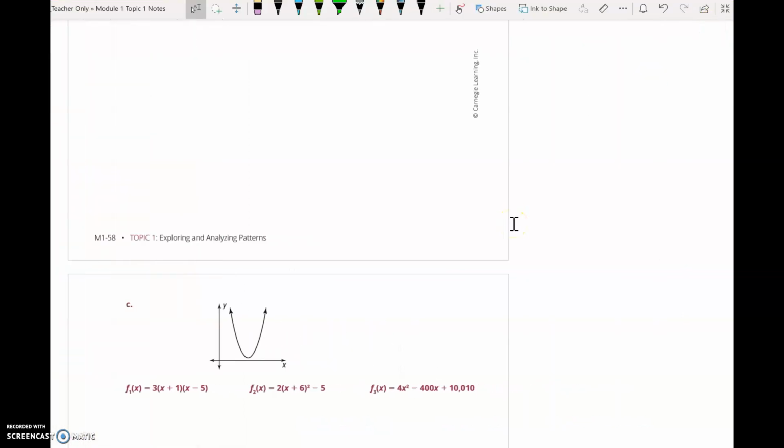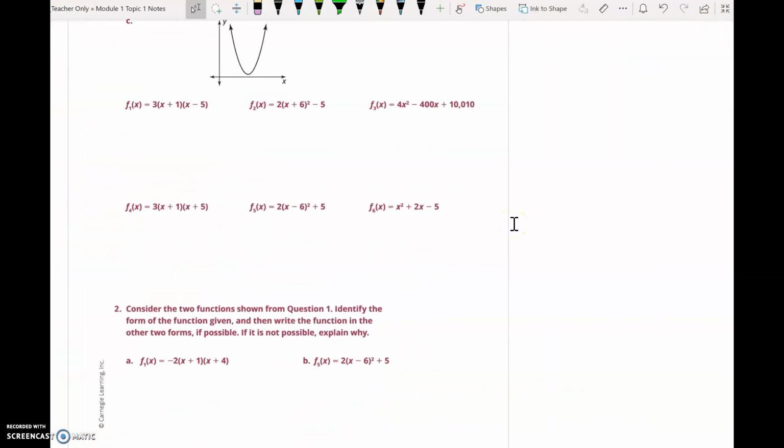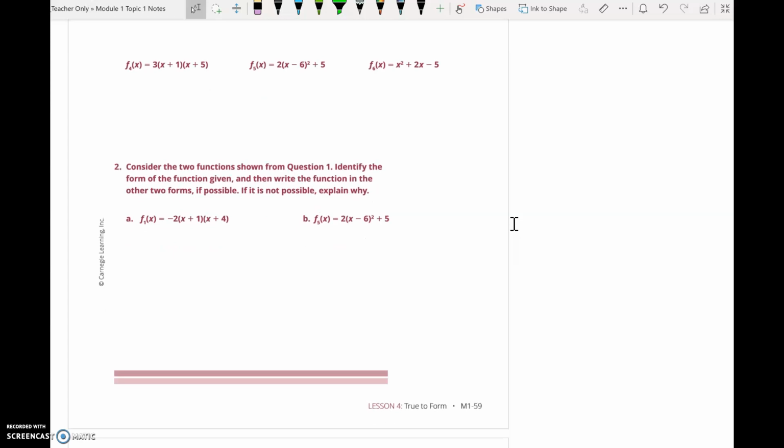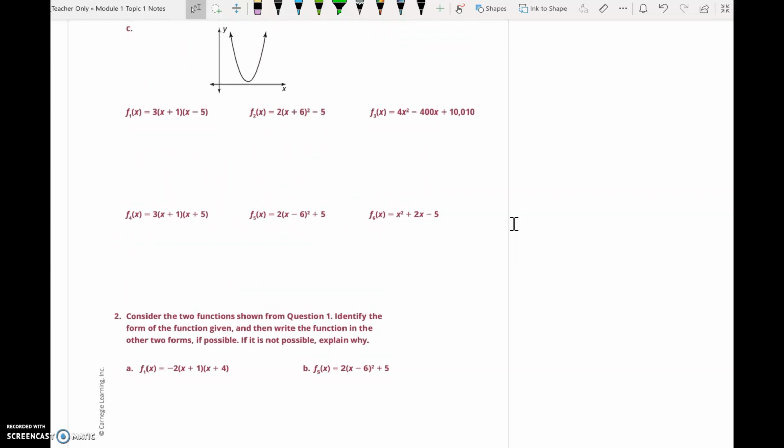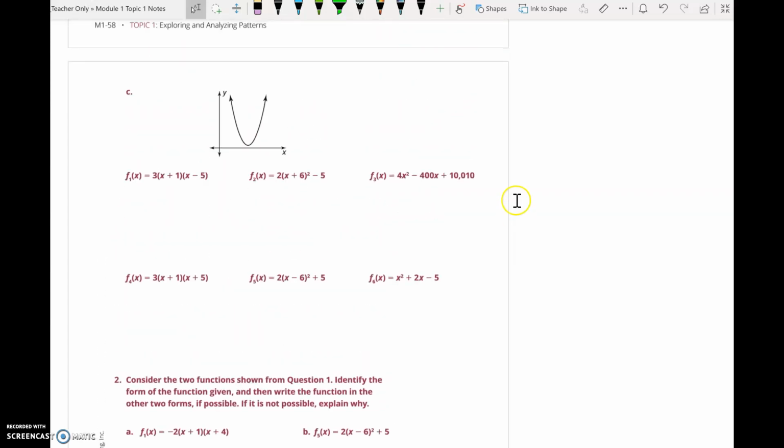Alright guys, this is just in case the power goes today. We left off on page M159. I'm going to give you a couple seconds here to find out which equations match, so go ahead and pause the video.